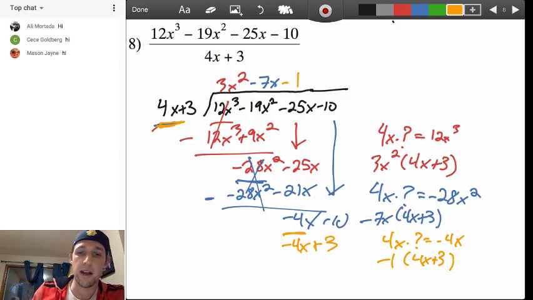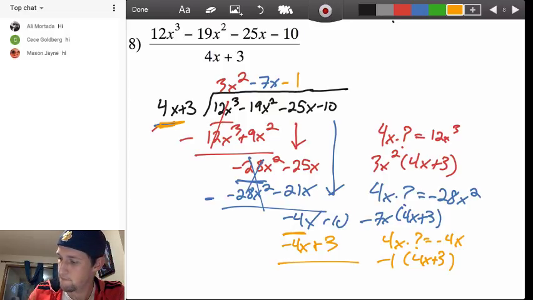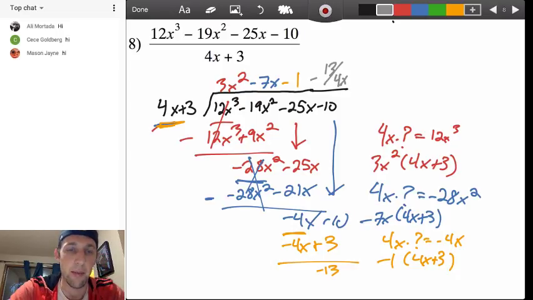Do the subtraction. I get, looks to be, negative 13. Okay, so then I do minus 13 over 4x plus 3. That's what I do with my remainder. Your remainder goes as a fraction over what was out in front.